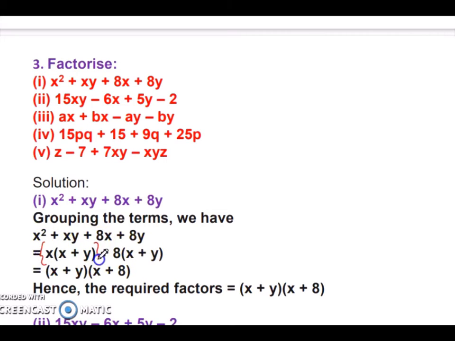So you are doing this way. This is one group from where you have taken x common. This is another group from where you have taken 8 common. Now between these two groups, if you see, x plus y is common. So further you can take x plus y common and within the bracket you will get x plus 8. So the required factors will be x plus y into x plus 8, which means now both the factors are binomials.